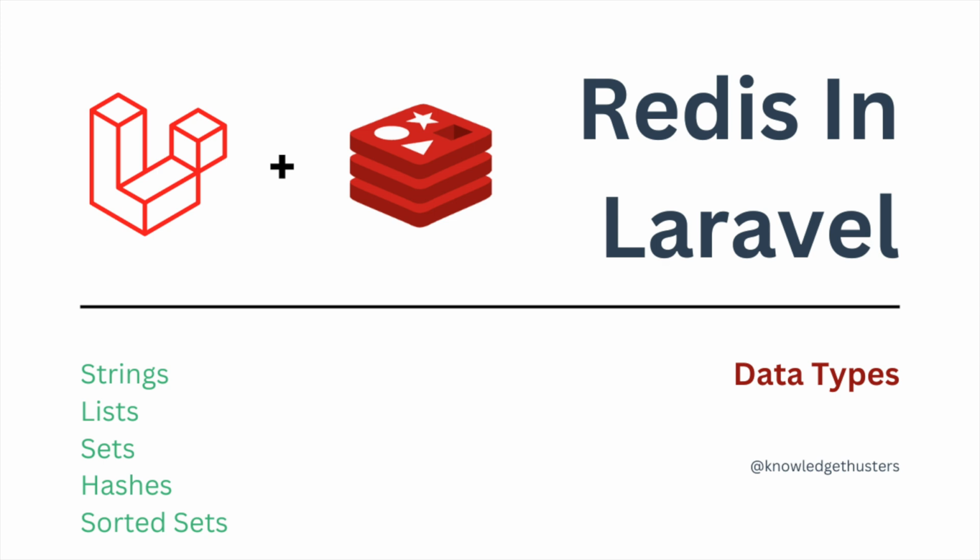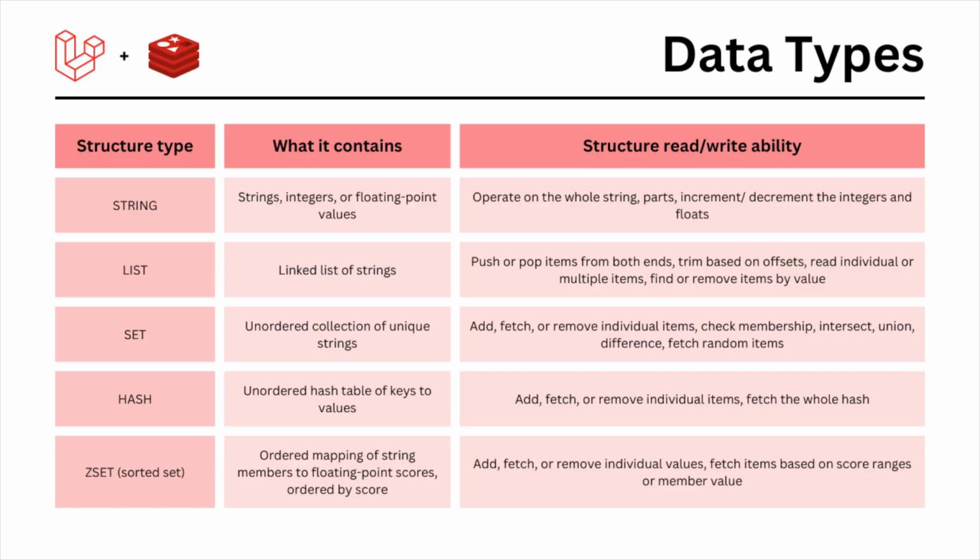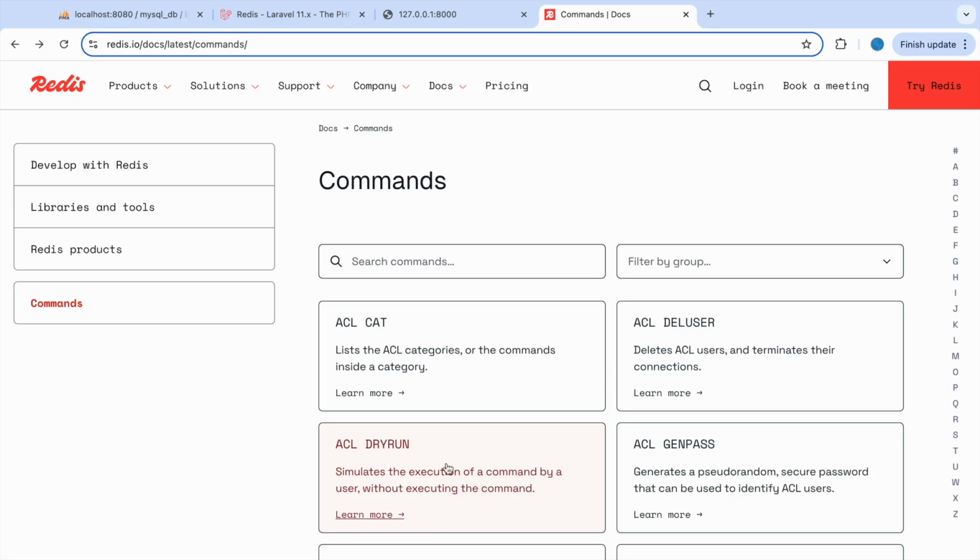So let's get started. Firstly, let's understand a little bit about strings. Strings can handle strings basically, then integers and floating point values. On strings, whichever operation you apply will be applied to the complete string. And if you are doing increment and decrement, you can do it on integer and float values. Now let's see which operations you can do on strings.